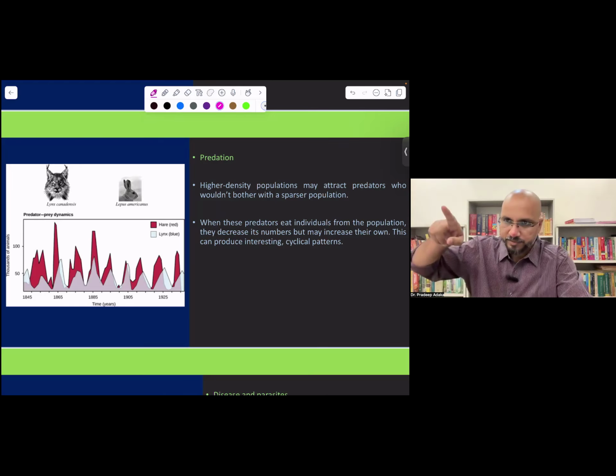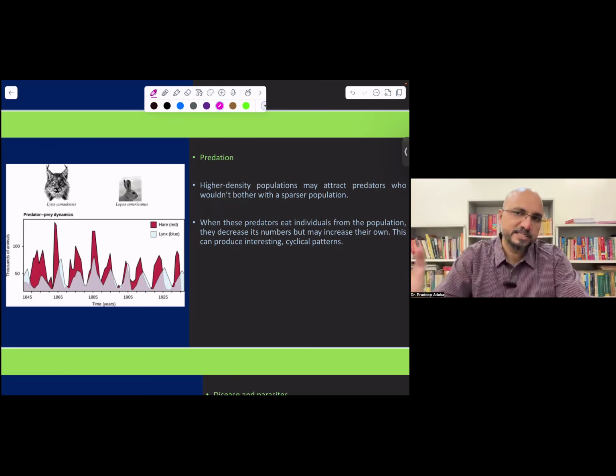So as the population of prey increases and decreases, in a similar way, predator population increases and decreases in a similar pattern. So they observed this peculiar pattern in the case of predator and prey relationship. So again, it is also a density dependent factor, right?